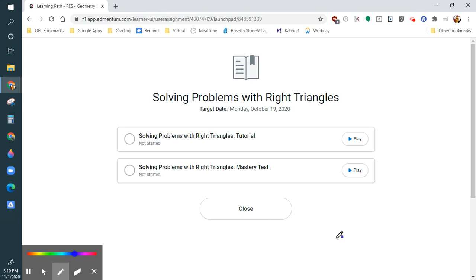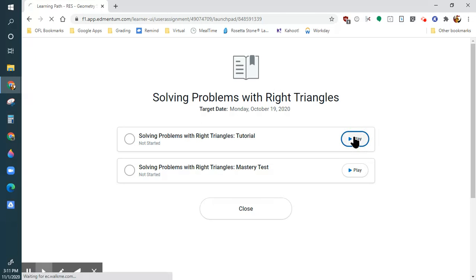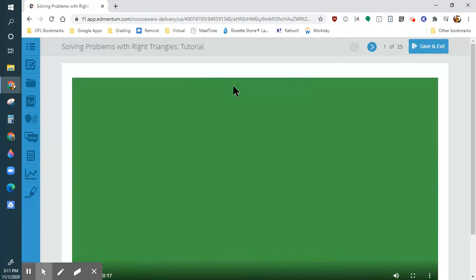So this week I'm only going to output one video, mainly because the next two modules have to do a lot with each other, so I'd rather have those together than solving problems with right triangles and trig functions. So we're looking at this one. We're going to be looking at how to use trig as well as the Pythagorean theorem. Let's get started.